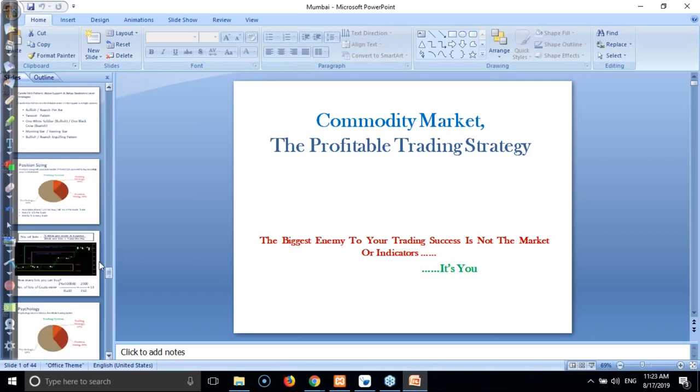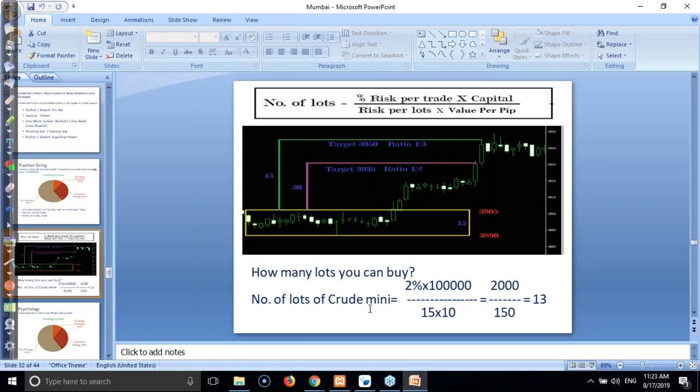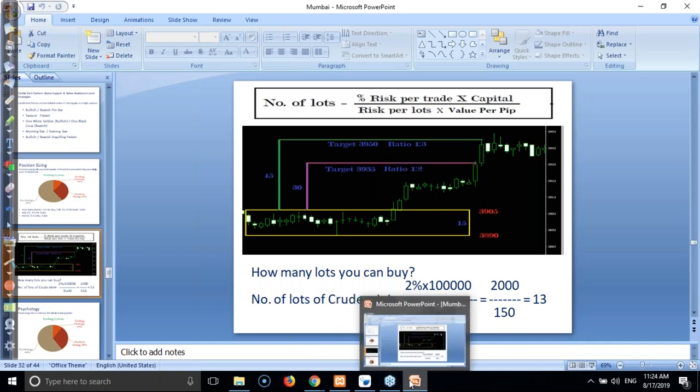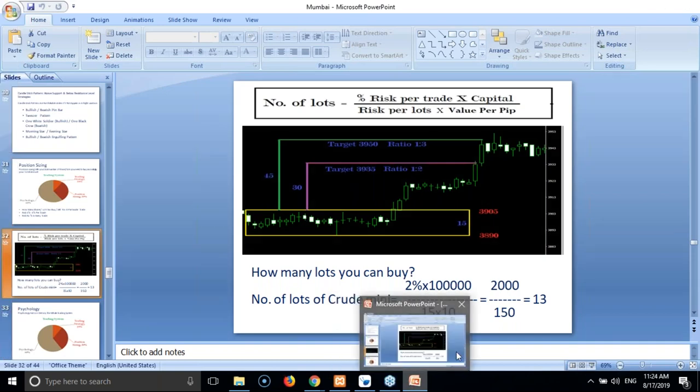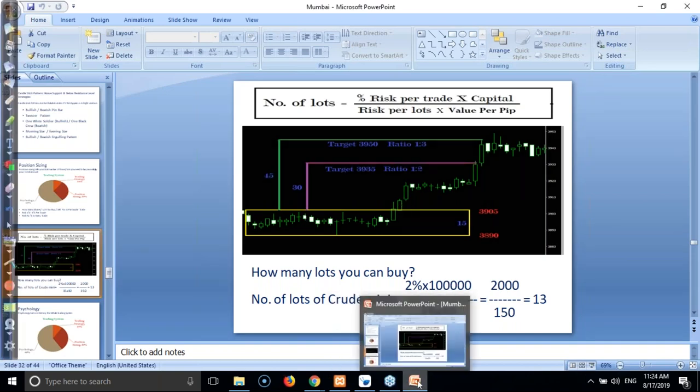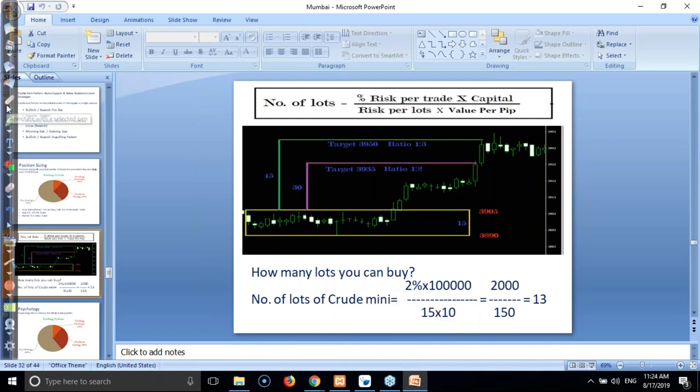This is my PPT. I gave this in my seminar when I was in Mumbai. So this is the lot size calculation formula. Let me explain here. Have you seen the lot size formula? Here you can see percentage risk per trade. How many percent do you want to risk?